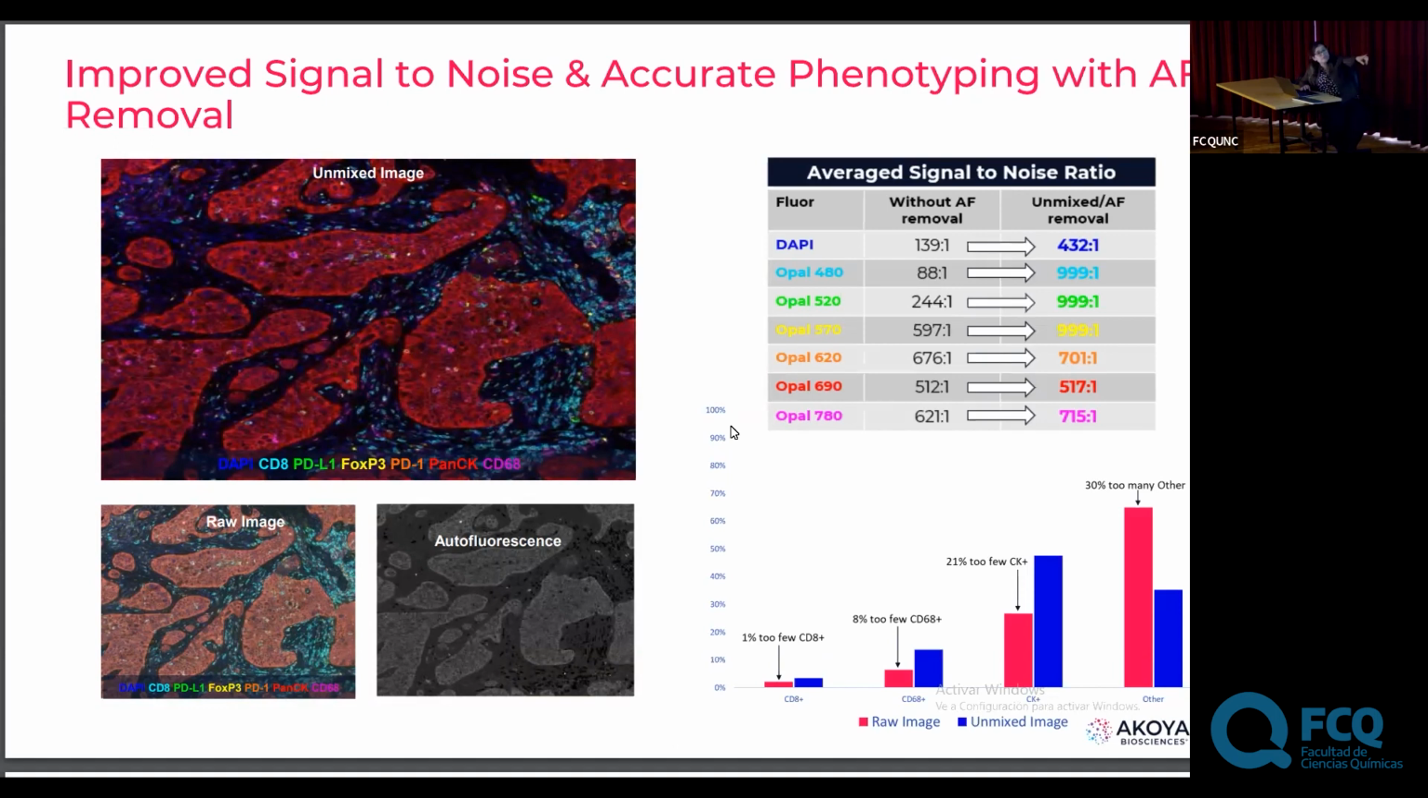In the bar graph below, we can also see you have 50% more accurate phenotyping after autofluorescence removal. There was an underestimation of cells for the number of CD8 cells, for example, which is missing almost half of our true positive macrophages. So you can see how important that is because we want to accurately phenotype our slides.